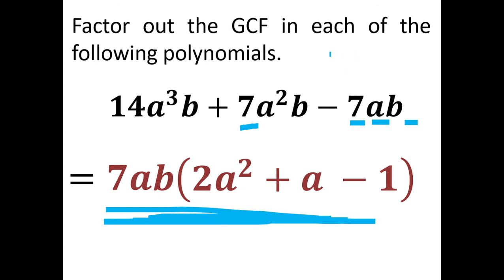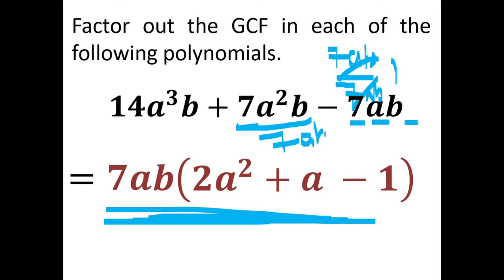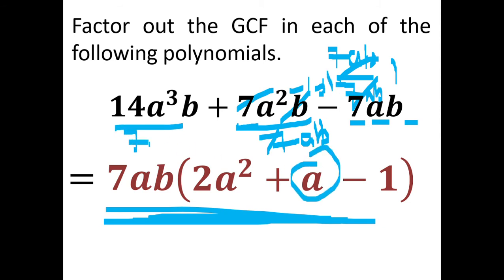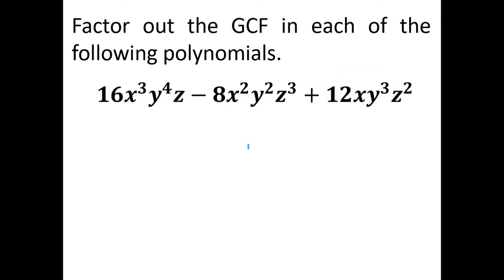Kasi ito, 7AB over 7AB is cancel yan. 1 lang natira. Dito naman, i-over natin yan. 7AB. Cancel lang 7, cancel lang B. So, 2 minus 1 is equal to 1. Kaya natira, A. Dito, 7AB. 14 over 7 is 2. B, cancel yon. So, 3 minus 1 is 2. Kaya naging squared yun. Di ba? Next.